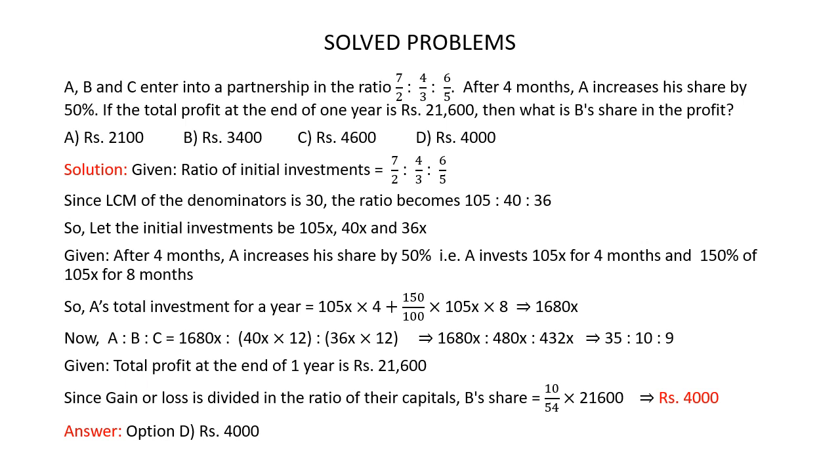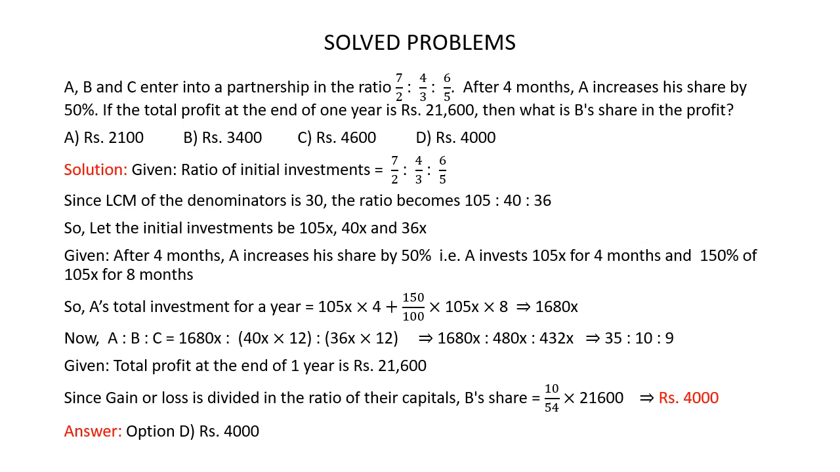Now it's given that the total profit at the end of 1 year is rupees 21,600. Now we know that gain or loss is divided in the ratio of their capitals. So this profit of 21,600 is divided in the ratio of their capitals, which is 35 is to 10 is to 9. Now the sum of this ratio is 35 plus 10 plus 9, which is 54. Now we are asked to find B's share in the profit. So out of 54 parts, B's share is 10 parts.